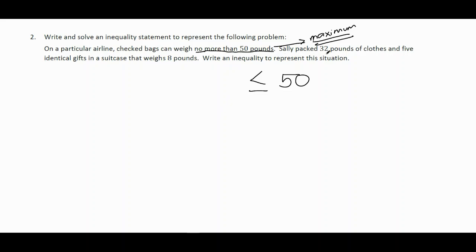Now it says here Sally packed 32 pounds of clothes, wherein it's not going to change. It means that is the constant. Okay, and it says here 5 identical gifts in a suitcase that weighs 8 pounds. I think there's something missing here. It should actually be weighs a total of 8 pounds, because for me, myself, I would probably also be lost with this, having 8 pounds as like each one of the gifts. But for this one, 8 pounds is just actually the total weight of those 5 identical gifts. So it means we're just going to add that 8. So this one also is a constant.